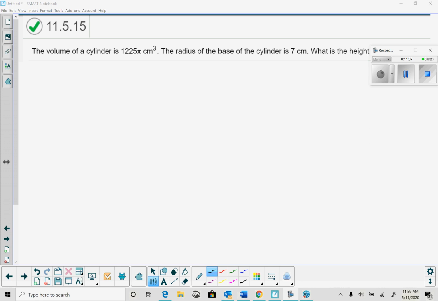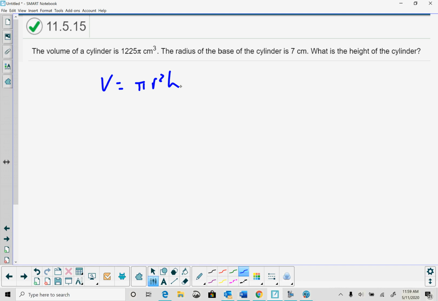Okay, problem number 15, volume of the cylinder is given to us. Well, wasn't that nice of them to leave it in terms of pi? Again, we know volume of the cylinder is pi r squared h. So in this case, they tell us the volume is 1,225 pi. That has to be equal to pi times the radius of the base, they say is 7 squared, times h. Solve it for the height.